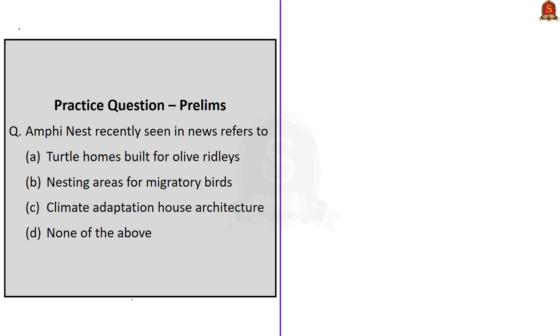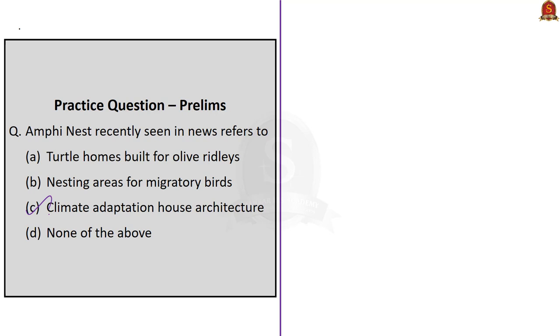This question is about Amphinest. The question is, Amphinest recently seen in news refers to option A, turtle homes built for olive ridleys. Option B, nesting areas for migratory birds. Option C, climate adaptation house architecture. Option D, none of the above. We know that Amphinest is a climate adaptation house architecture, and this is built for reducing the impact of flooding.